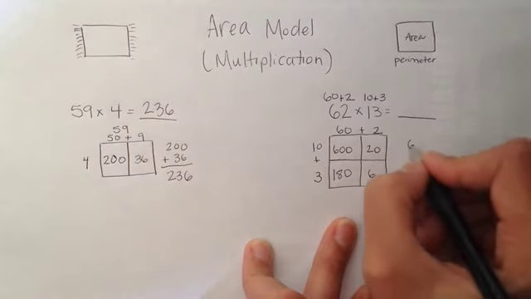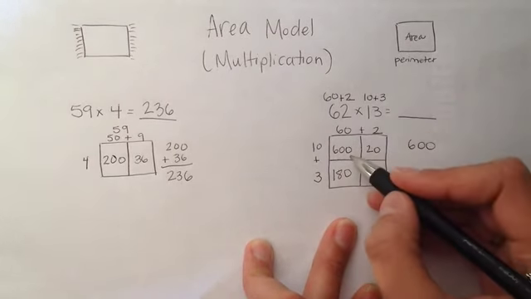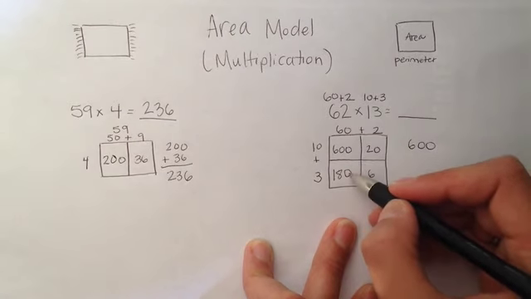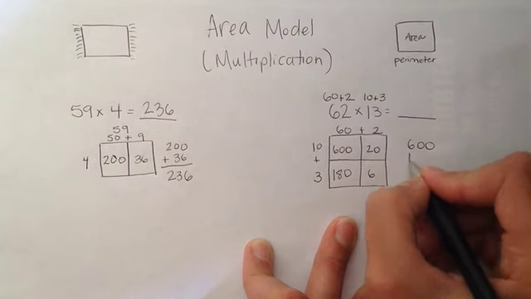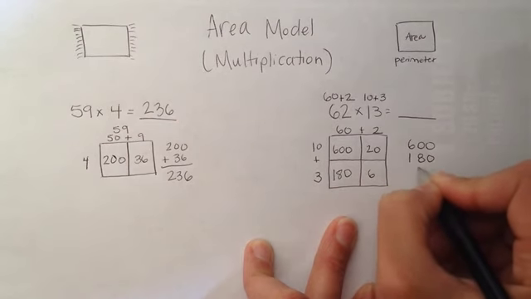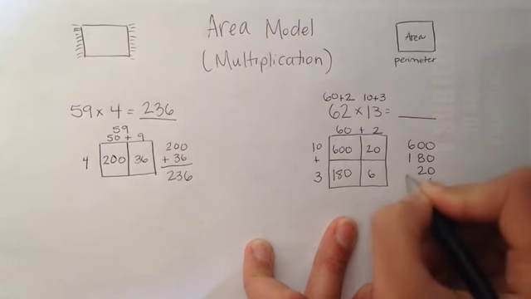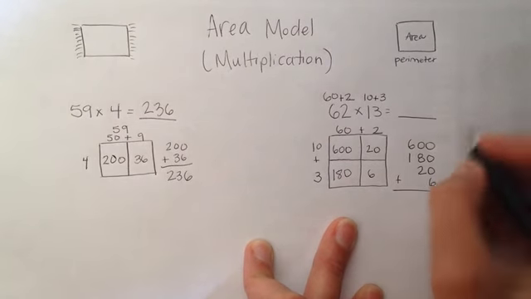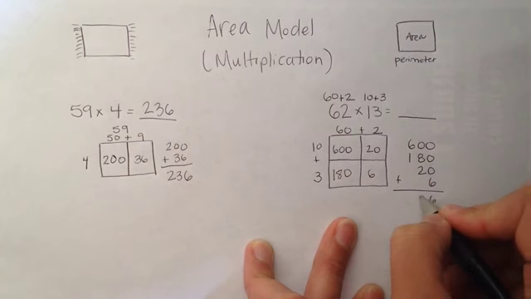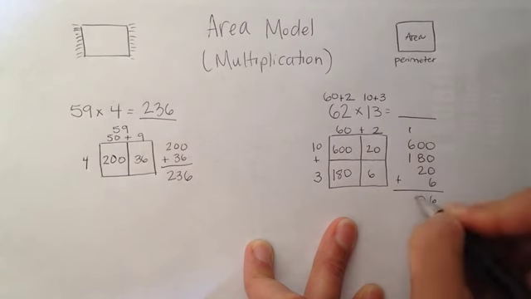The last step is to add these numbers together. I usually like to just put the numbers in order from greatest to least. So I do 600 plus 180 plus 20 plus 6. It helps to line them up that way for the students. I've got 6 and 10, carry my 1.